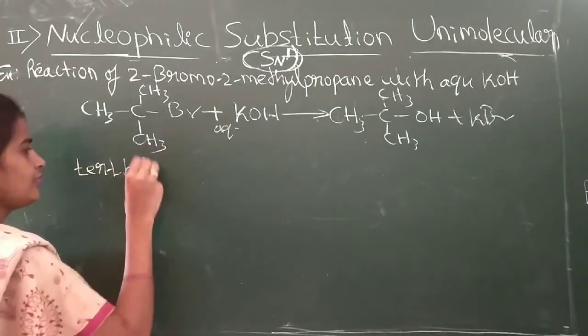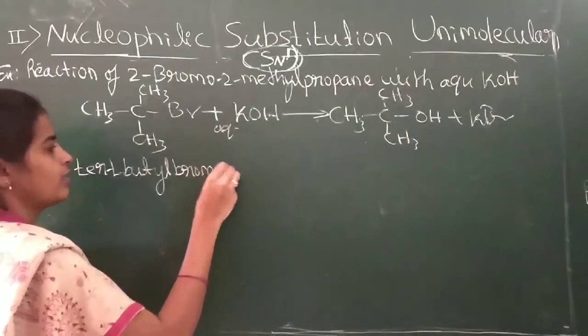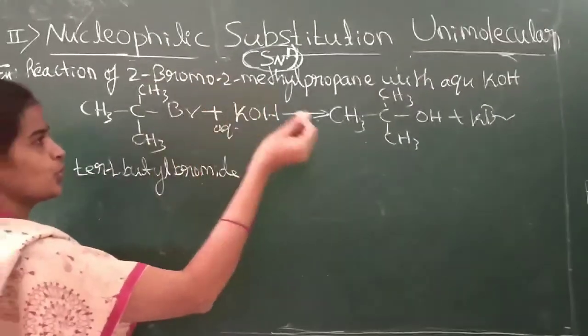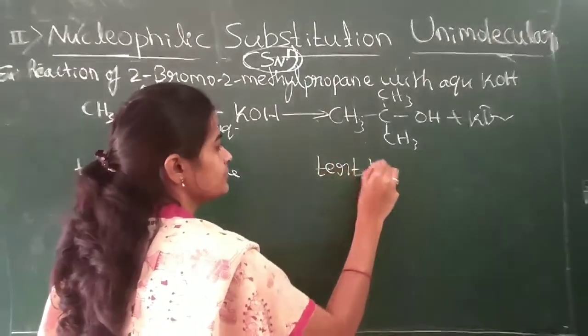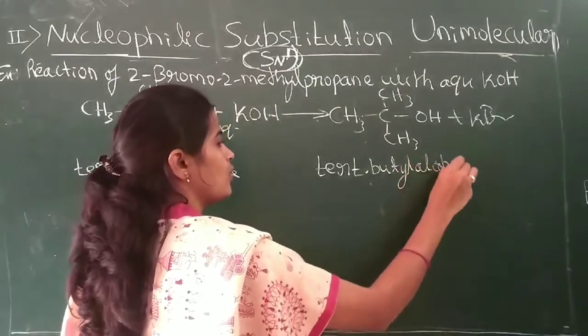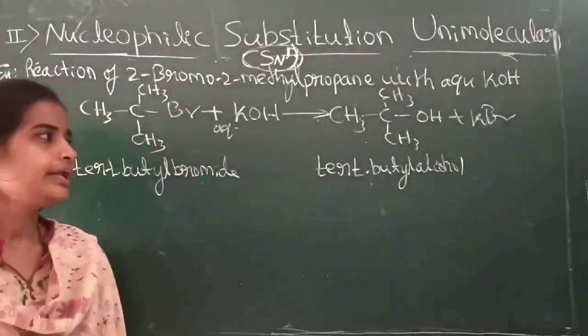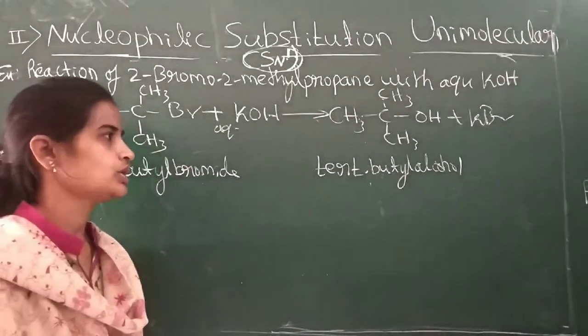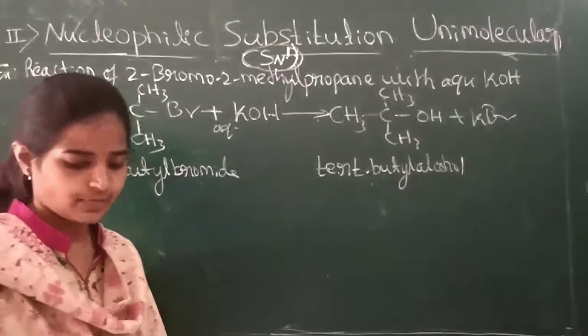The reactant is tertiary butyl bromide, or we can also write it as 2-bromo-2-methyl propane. Then what does it form? Tertiary butyl alcohol. This is the reaction. Now let us study how the path of the mechanism takes place.